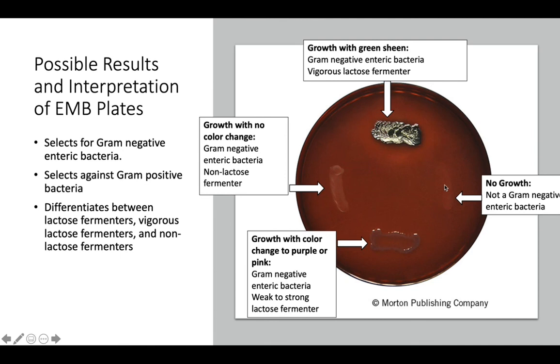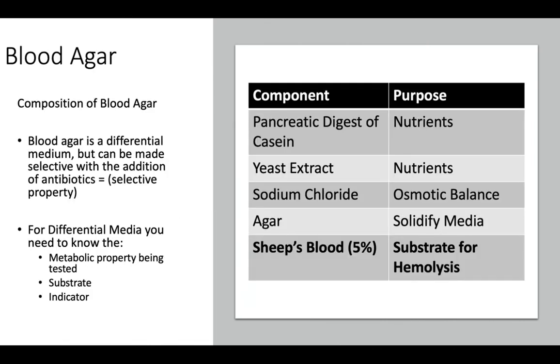You can have no growth, which would be not a gram-negative enteric species. It's going to be gram-positive or something that is not enteric. And then again, your green sheen is your vigorous lactose fermenter like E. coli. Typically that's just E. coli. And then we have blood agar.